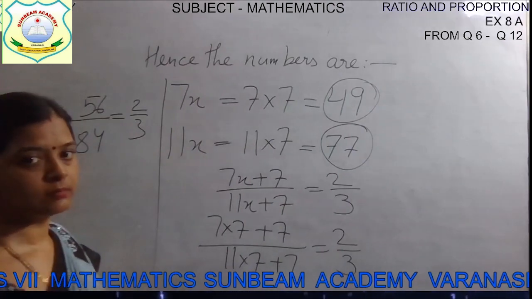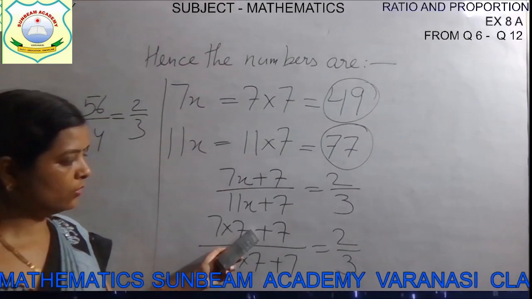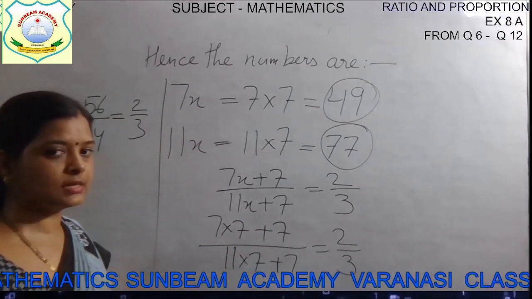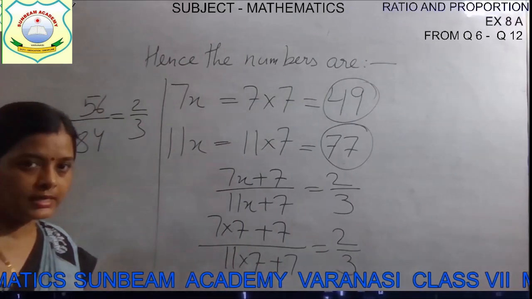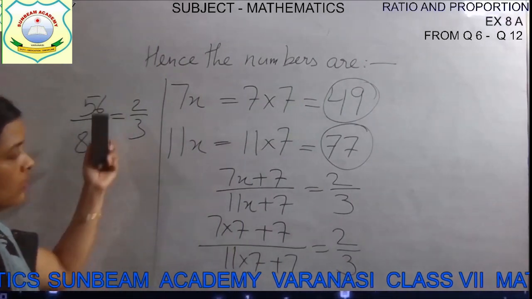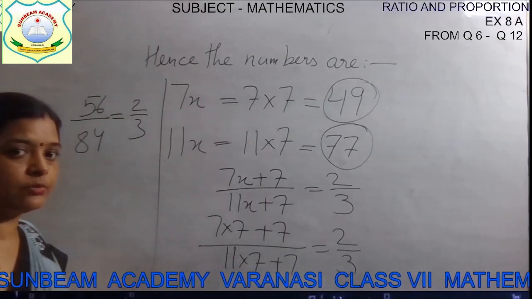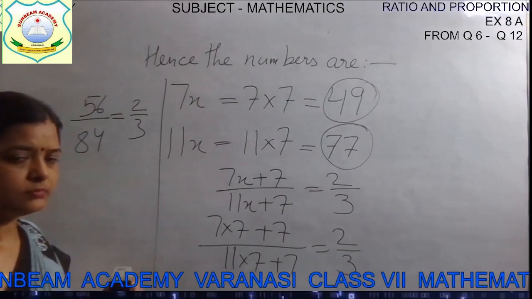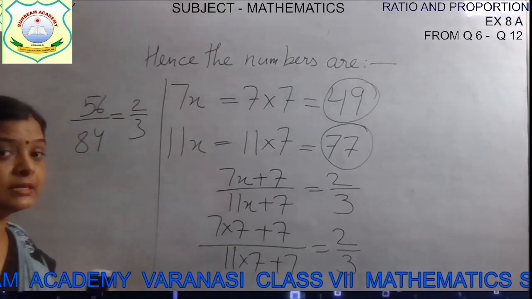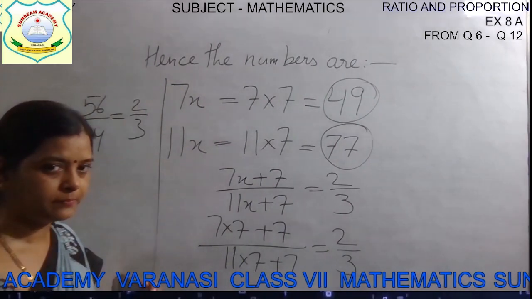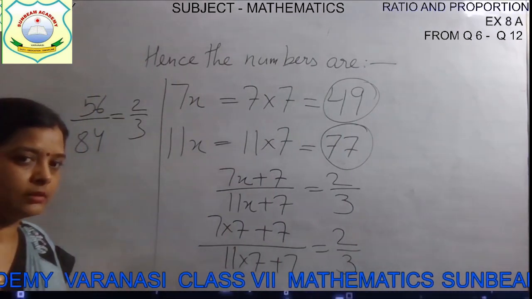Okay. What have we done? We have added 7 into 7 is 49. 49 plus 7 is 56. And 11 sevens are 77 plus 7 is 84. Now children, simplify it, 56 by 84. If you divide it by its HCF, you will get the direct answer. Otherwise you have to simplify it further and further.